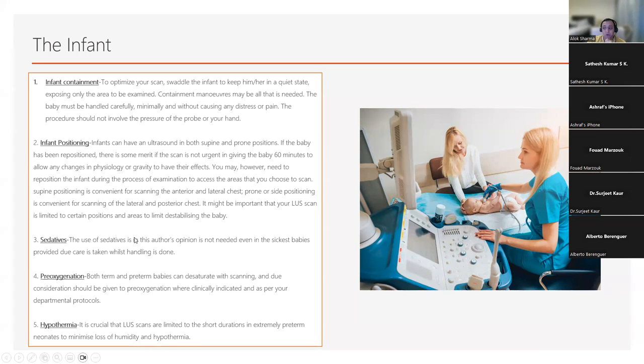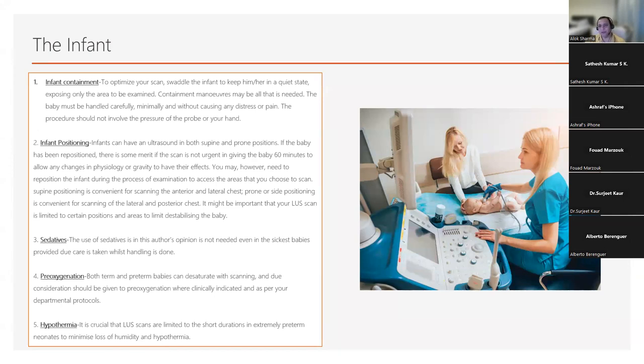Now, I don't need sedatives and I've never used them unless this baby is very, very sick and there's going to be prolonged handling. Now, if you have a baby with severe pulmonary hypertension and you want to do a lung ultrasound scan and you think that that's going to amount to a significant amount of handling, then an element of sedation may be clinically indicated. Actually, you can do a lung ultrasound very quickly.